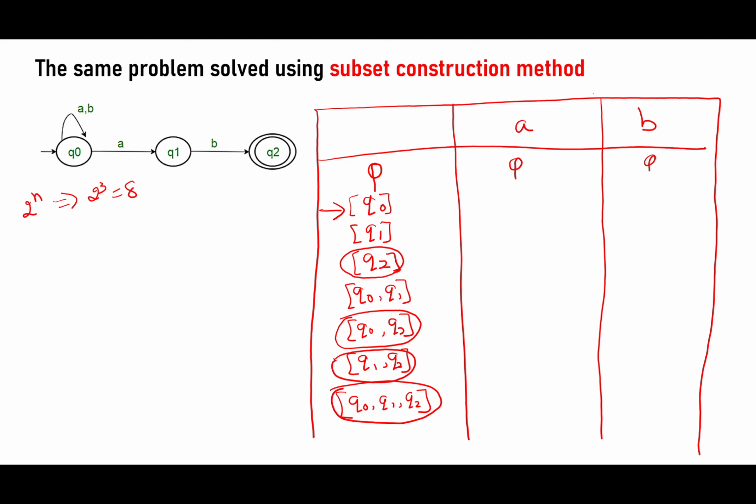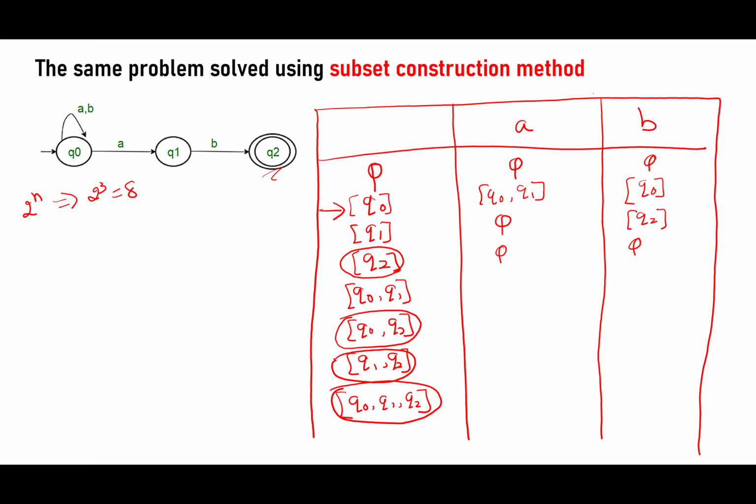Now we will check the transitions. What is q0 comma a? Two transitions, to q0 and q1, so it is q0 q1. What is q0 comma b? It is q0, the same state. Q1 comma a is null. Q1 comma b is q2. Q2 comma a and q2 comma b have no transition, so null.